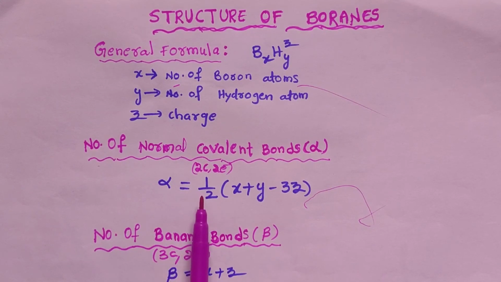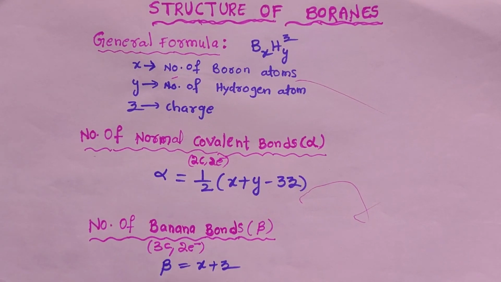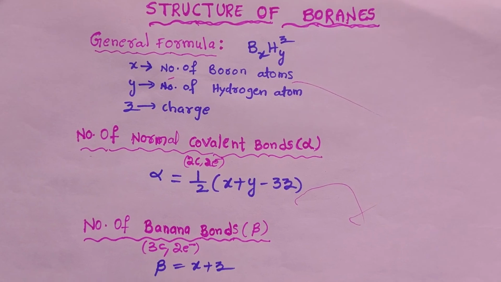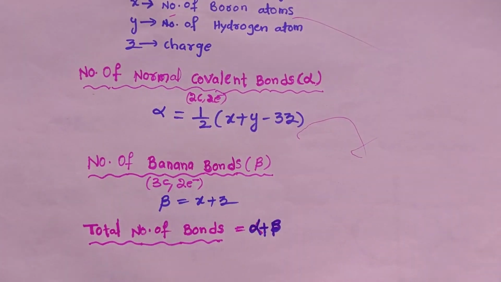Alpha is equal to 1 by 2 of x plus y minus 3z, and the number of banana bonds or tau bonds is represented here with the beta symbol, and this can be calculated by this equation. Beta is equal to x plus z. Here banana bond is also known as 3-centered 2-electron bond. One more name for the banana bond is the tau bond, and the total number of bonds in the boranes becomes alpha plus beta.